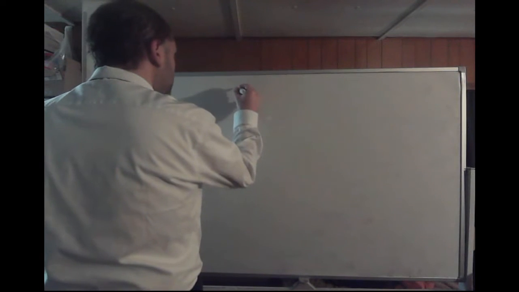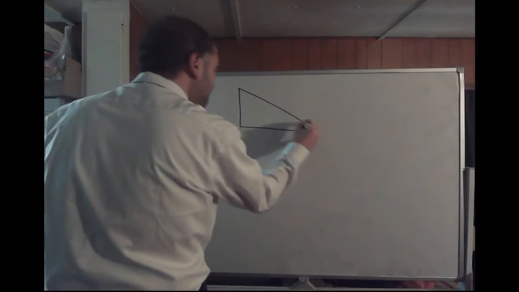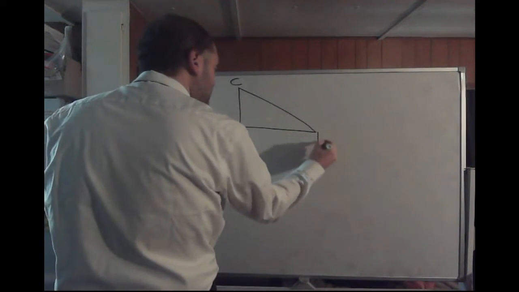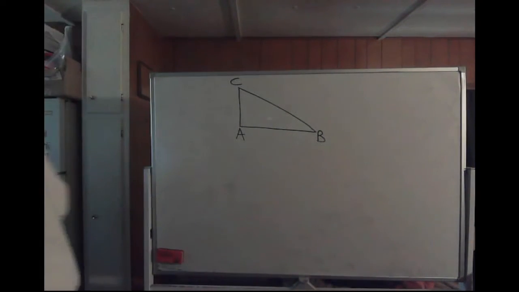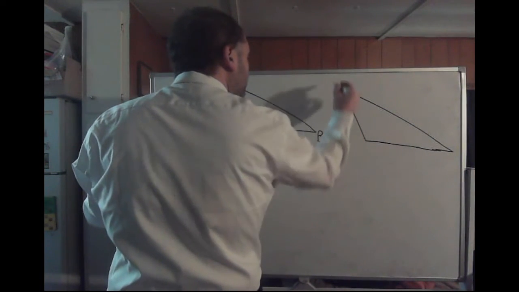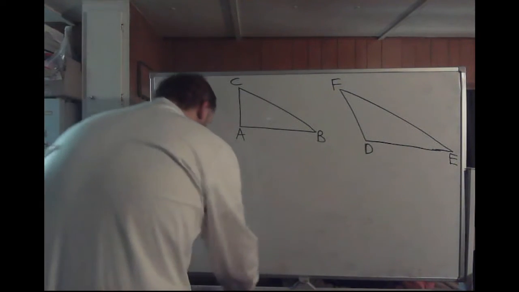All right, what's the fourth one? Cab. There's triangle CAB. Then we have another triangle here. This is FDE. All right, let's see what they give us here.